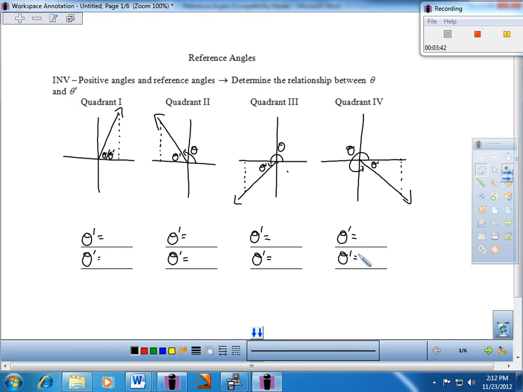Well, let's see how you did. I think I gave this one away, not that this comes up a ton, but theta prime and theta are the same in quadrant 1. Absolutely. Now here's what's interesting.